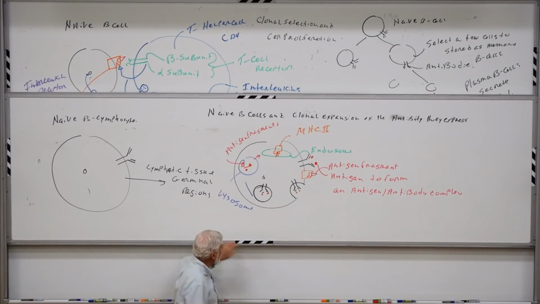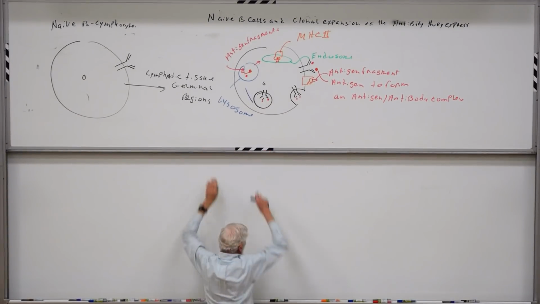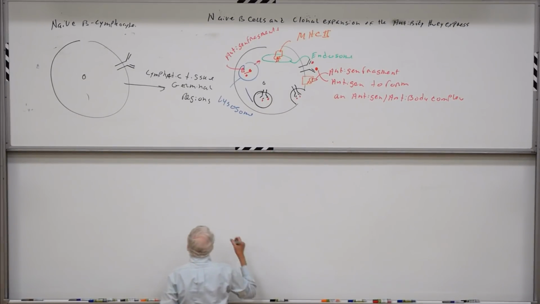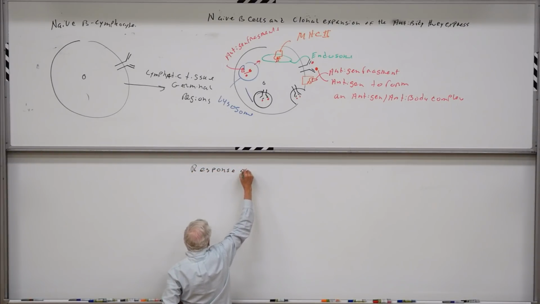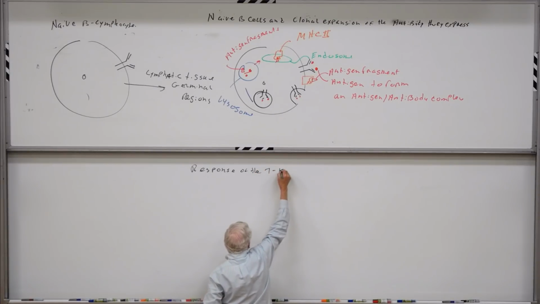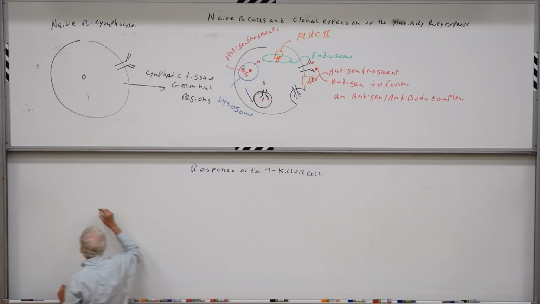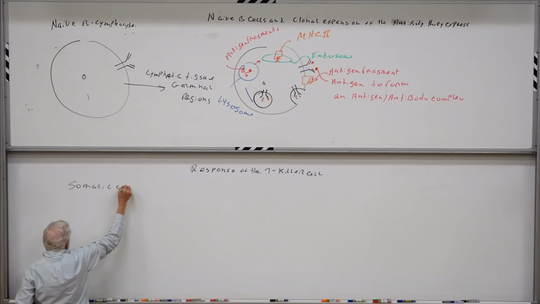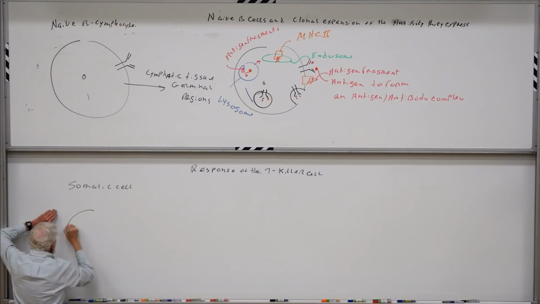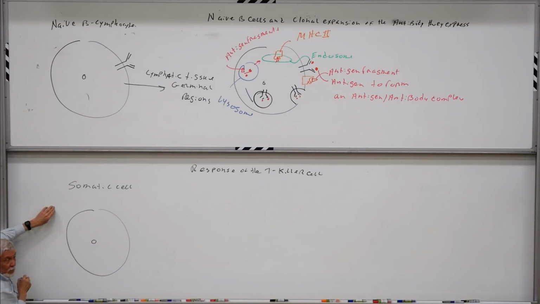In the last couple minutes, let me finish this story. Let me do this on the backboard. And this is going to be the response of the T killer cell. Now, we'll start out here with a somatic cell. The somatic cell is any cell in the body that has a nucleus.